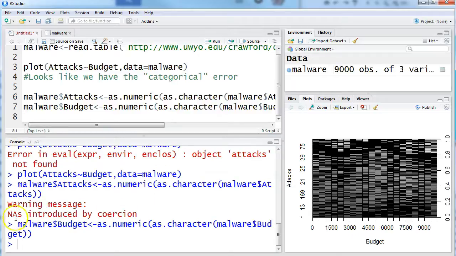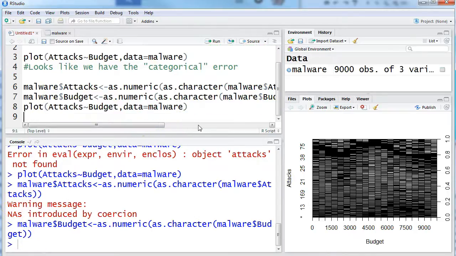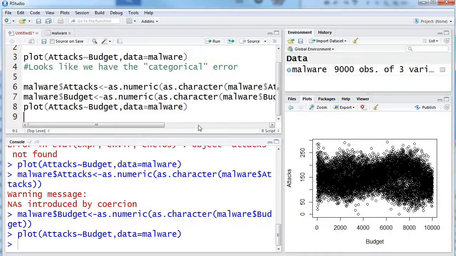And it says there were NAs. Having those NAs is probably what created this mess in the first place. See, there's an asterisk somewhere there. Now that we've turned it into numbers, that asterisk turned into an NA, which is what we want. And now if I look at the plot, look at that. So does it appear that spending more on antivirus software helps attacks? The answer is it doesn't look like it.